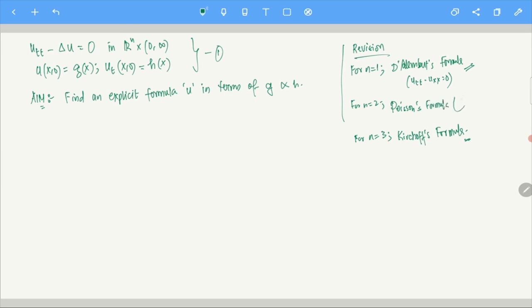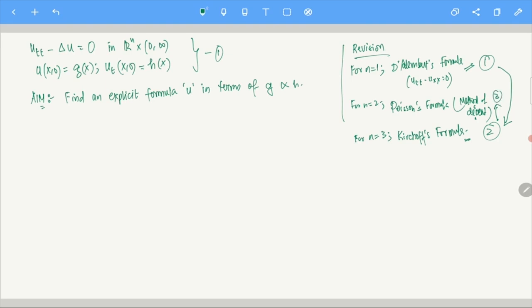This is via the method of descent. Okay, is it clear? What did we do? First of all, n equals 1 was the first step we took. The second step was n equals 3. So from here to here we went from n equals 1 to 3, and then with the method of descent we went to n equals 2.